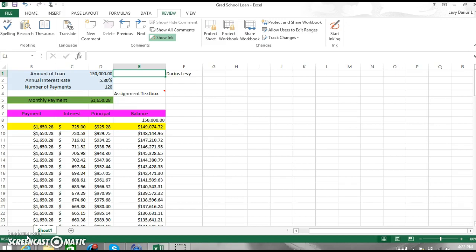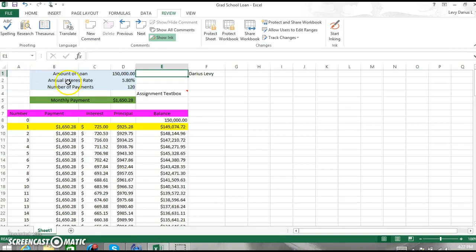Okay, the first thing I did, I started off by sliding this over and writing in columns B 1, 2, and 3. I wrote the amount, the annual interest, and the number of payments. Right here in column B5, I wrote monthly payments.